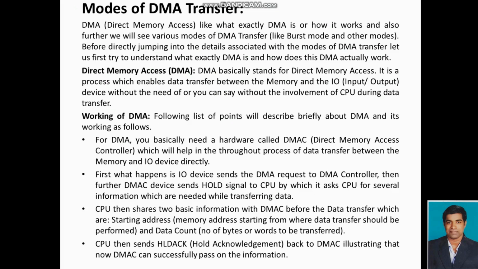Direct memory access, DMA, basically stands for direct memory access. It is the process which enables the data transfer between memory and the IO or input output device without the involvement of the CPU during data transfer. Working of DMA. The following list of points will describe briefly about DMA and its working.